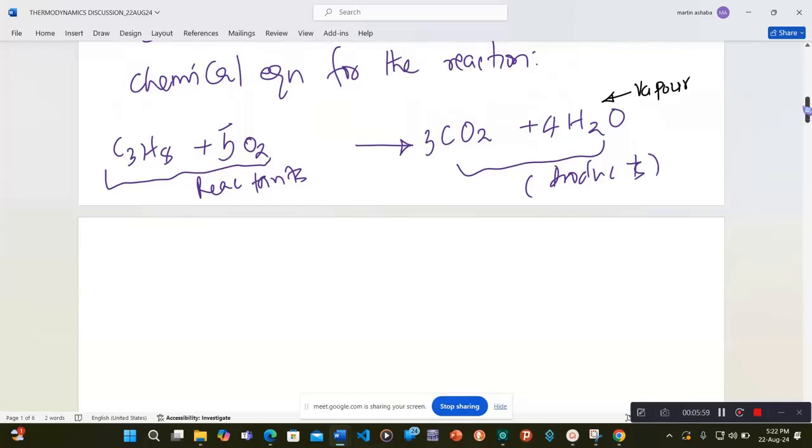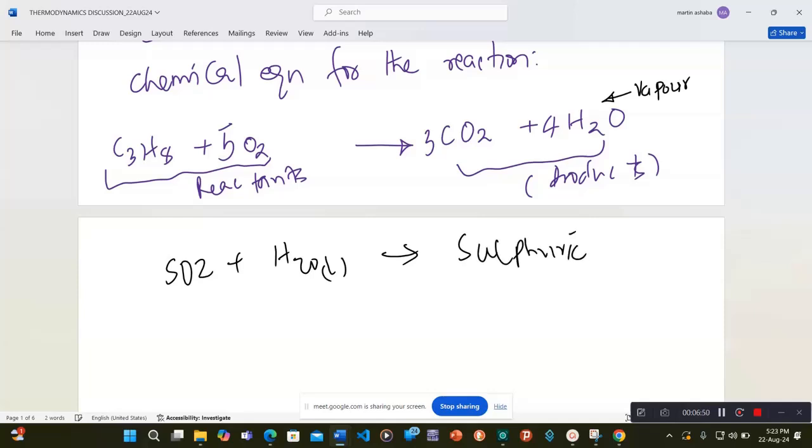The problem that will result is when it is not in the form of vapor, when it is in liquid form, it reacts with some other fuels that contain sulfur. When you have a fuel containing sulfur and the oxygen makes it burn also, you produce sulfur dioxide. Sulfur dioxide with liquid water would result in something that is going to be corrosive. So sulfur dioxide plus liquid water would produce sulfuric acid, which is very corrosive.